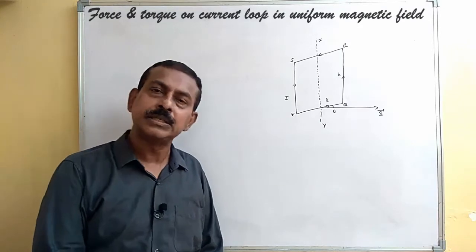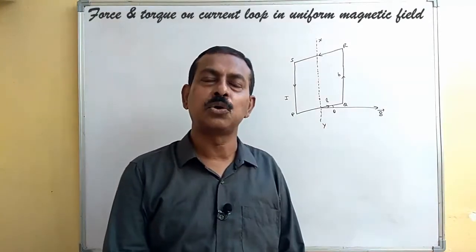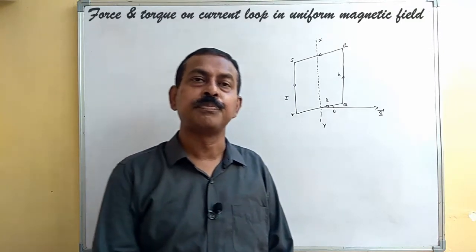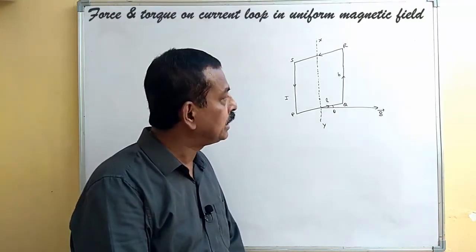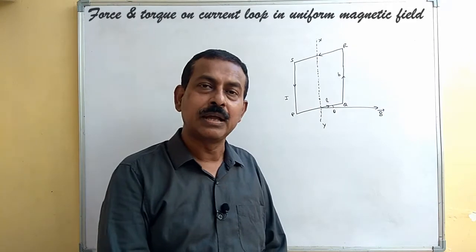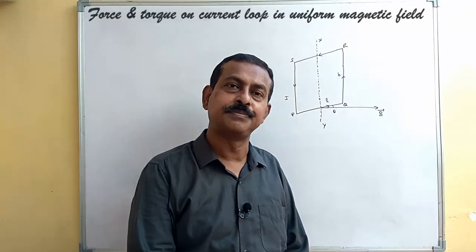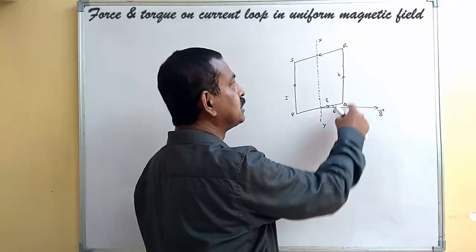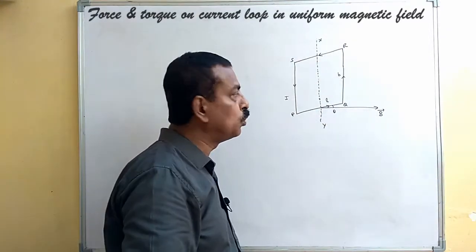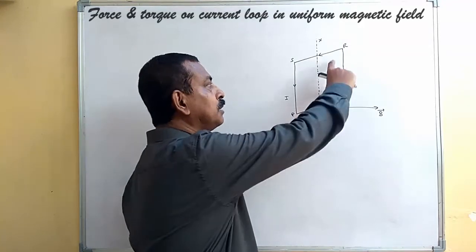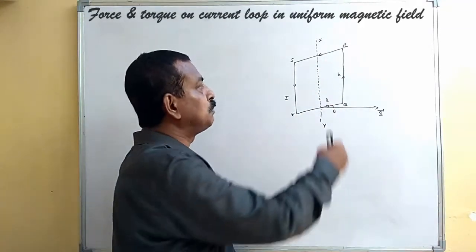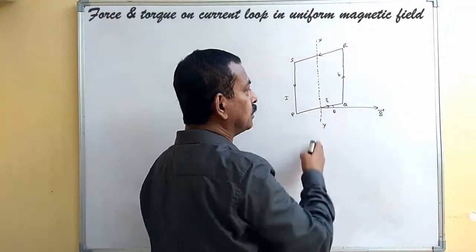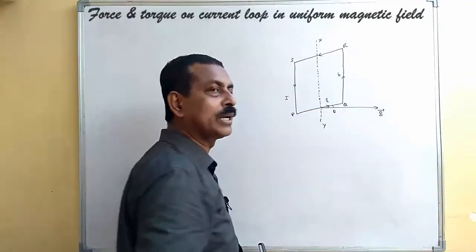Let's now discuss the force and torque experienced by a rectangular loop which is suspended in a region of magnetic field and is carrying certain current. So let's assume that we have PQRS as a rectangular loop of length L, breadth B, suspended in a region of magnetic field B. This loop can turn about an axis XY.